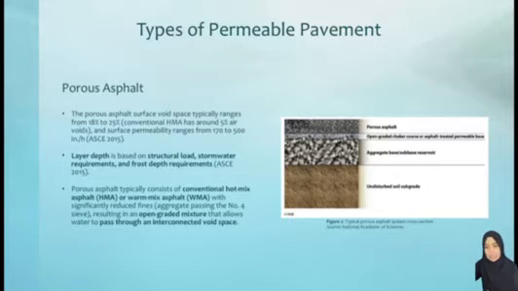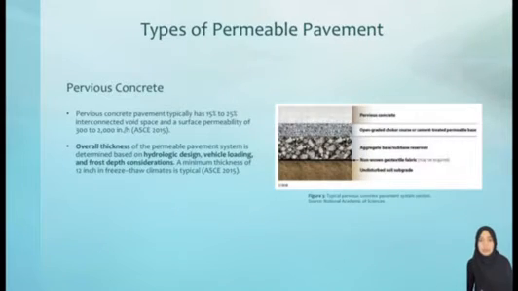The figure shows the typical porous asphalt cross-section. There are 3 layers on top of the soil subgrade. The first layer is porous asphalt, the second layer is the permeable base, and the third layer is the subbase reservoir. The next type of permeable pavement is the pervious concrete. This concrete overall thickness is determined based on hydrologic design, vehicle loading, and frost depth consideration. A minimum thickness of 12 inch in freeze-thaw climates is typical.